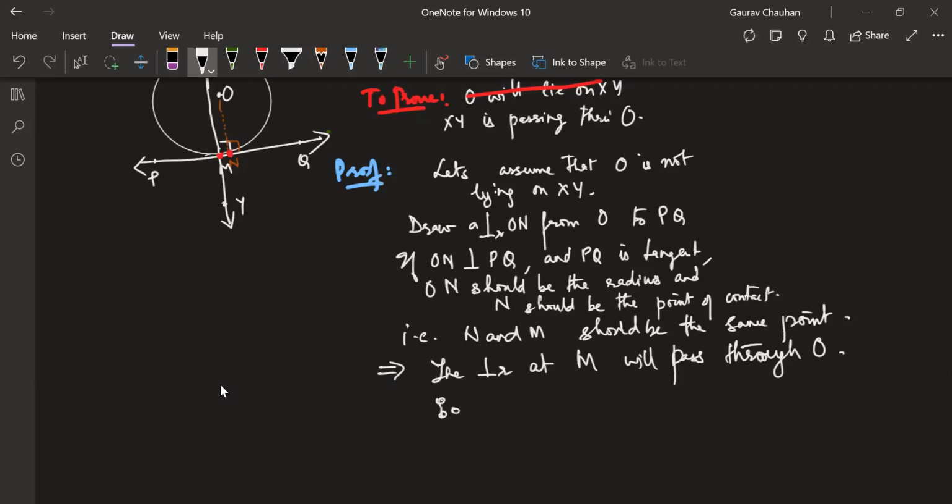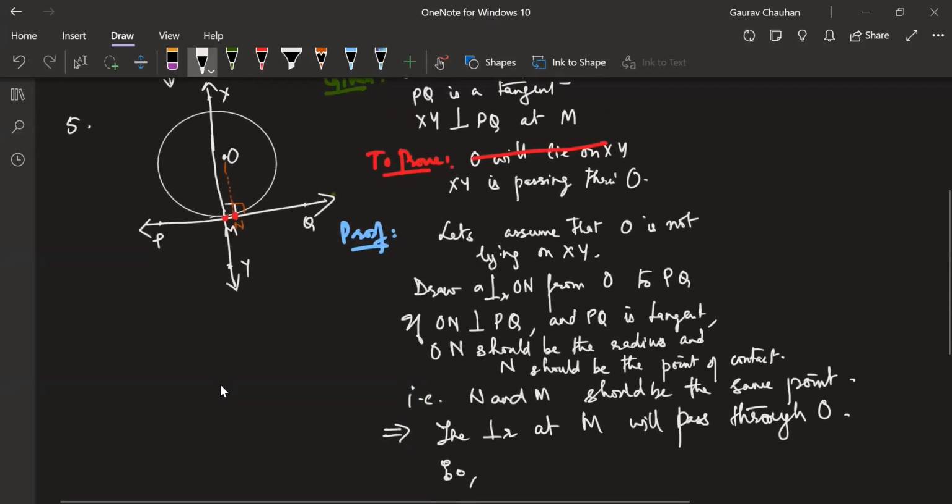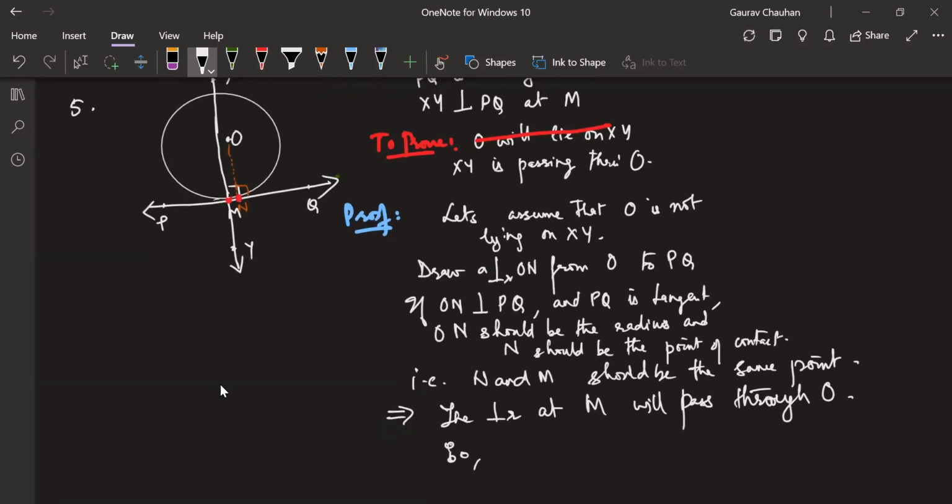Therefore, O will lie on XY, or we can say that XY is passing through O. Okay, therefore XY is passing through O. How are you feeling about it?